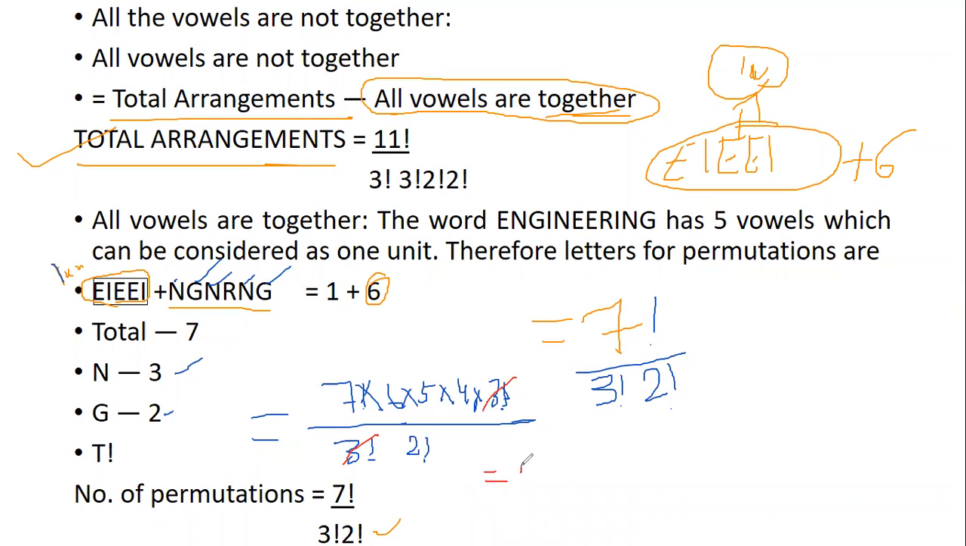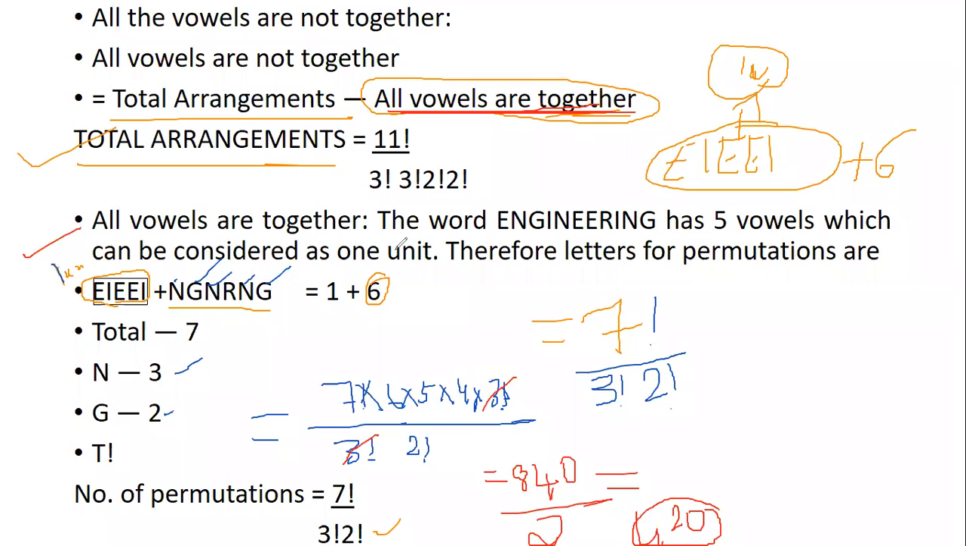840. So you get 840 divided by 2. Divided by 2, how much do you get? 420. So this is the number of ways if vowels are together. Okay, if vowels are together, then we will be finding it like this.